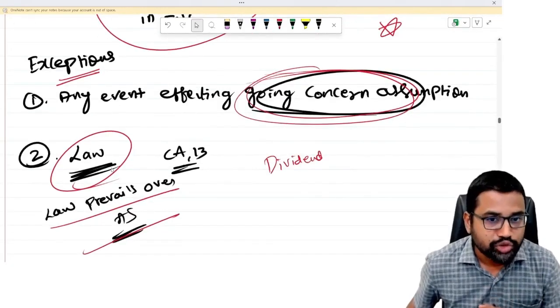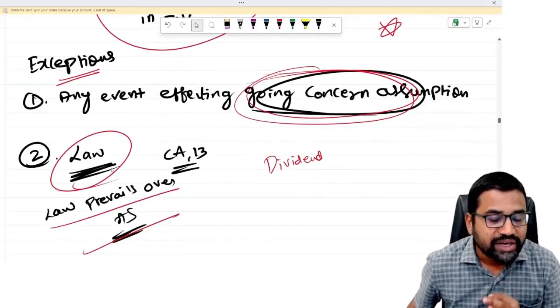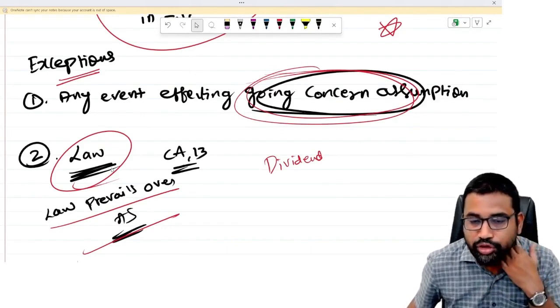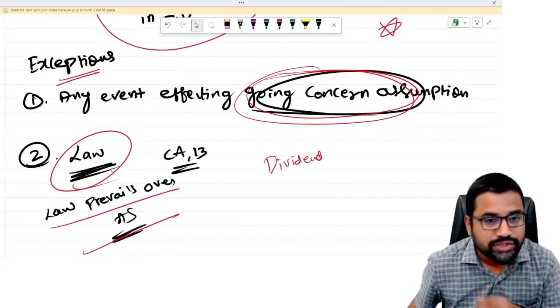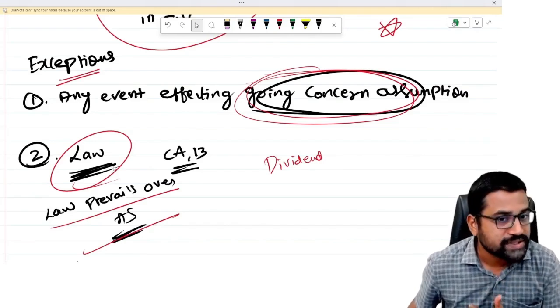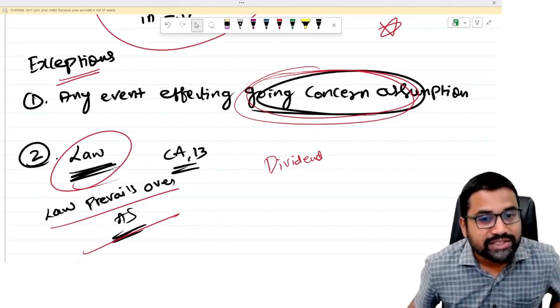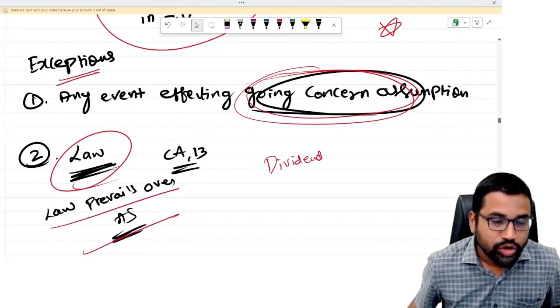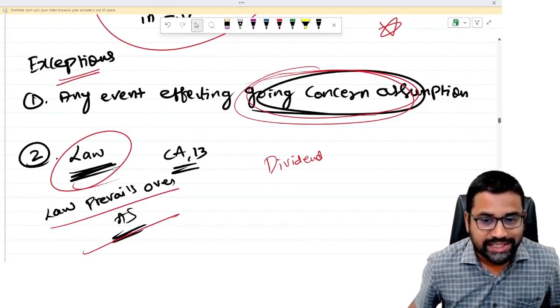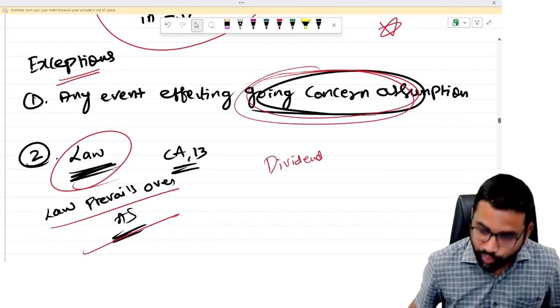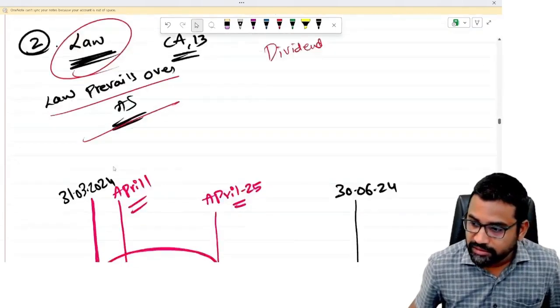And there are two exceptions to this standard. One is, if the event is affecting going concern assumption, then the moment you see it's affecting the going concern assumption, you have to prepare financial statements on NRV basis. No need to see if it's an adjusting event or non-adjusting event. It's an exception. And second one is law. When law says something, you have to follow that irrespective of whether it is an adjusting or non-adjusting event as per accounting standard. You have to consider the effect immediately. Okay.